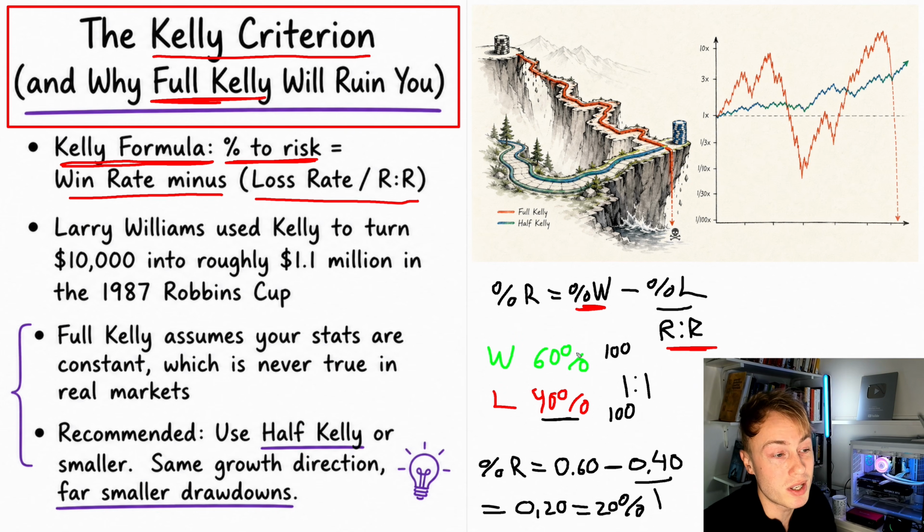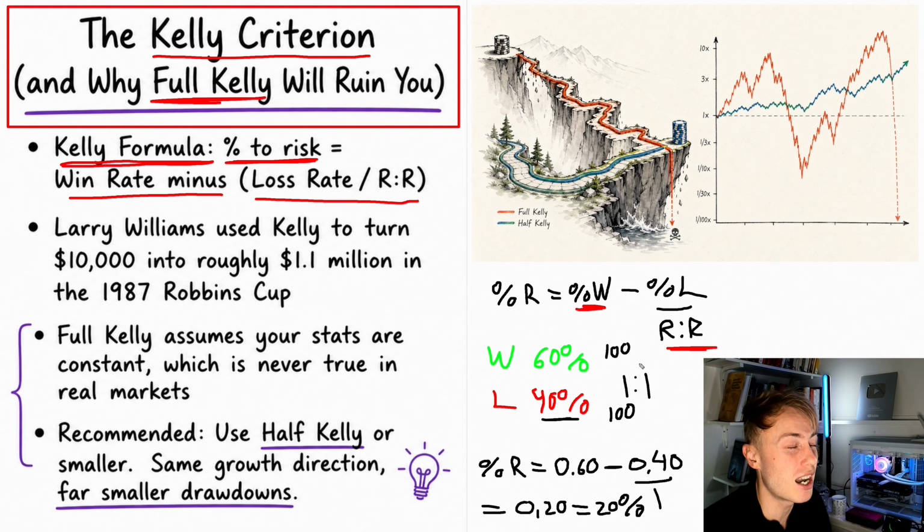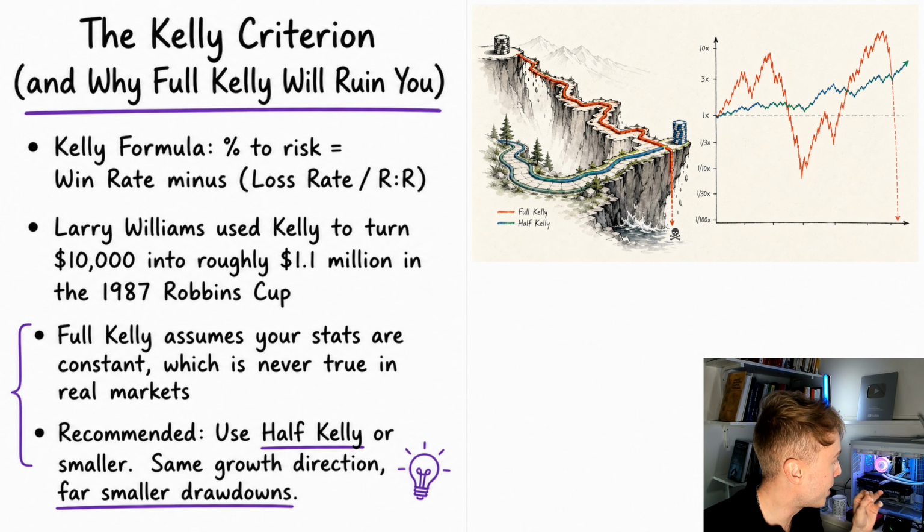So according to the Kelly formula, if you have these stats, you should bet 20% of your account on every single trade. And this is actually a super, super large amount. Remember from earlier in the course, we talked about that a conservative amount is maybe to bet 1% or 2%. But according to this formula, you should bet 20%. And the very important thing to notice about the Kelly formula is that this is the formula that grows your account, in theory, as fast as possible.